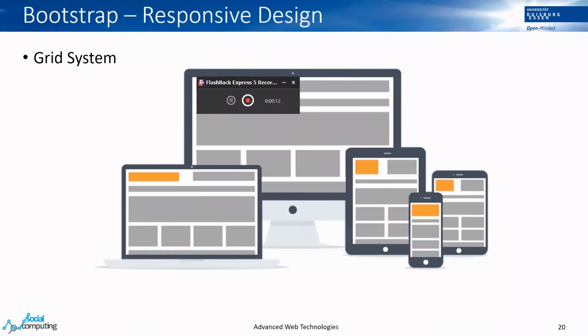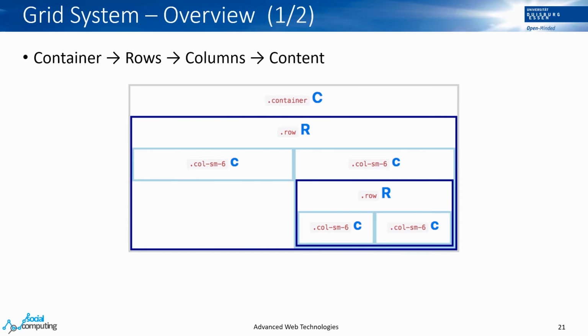Bootstrap provides a grid system, which is a very efficient and well thought out system to design applications for different devices. The idea behind the grid system is that the whole content of the website is organized in the form of containers, rows and columns. You define a big container, and then within this container you can have rows and columns to arrange your content, and the content should always come inside the columns.